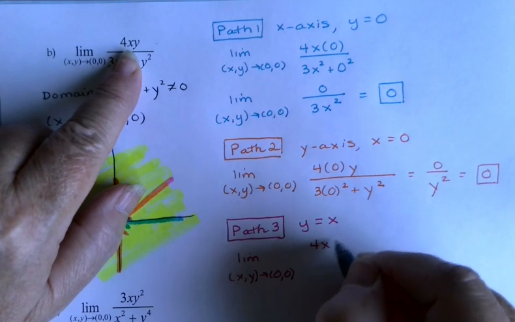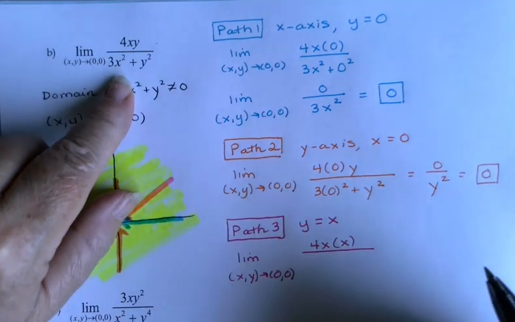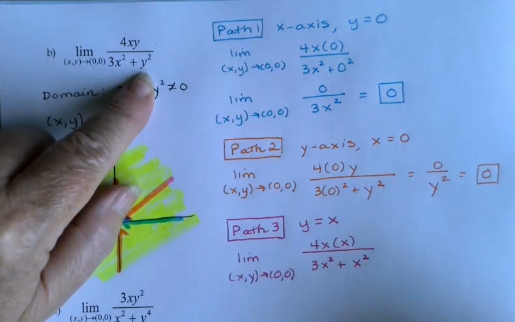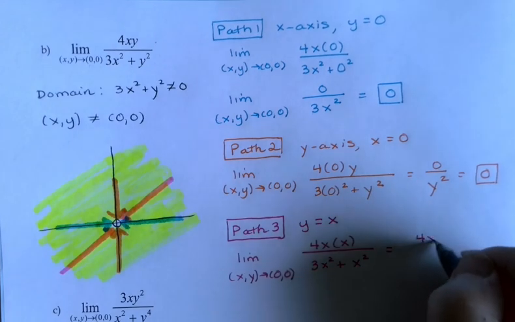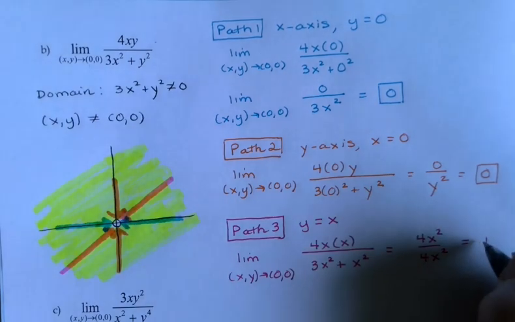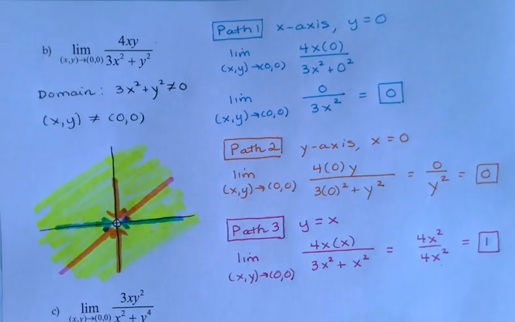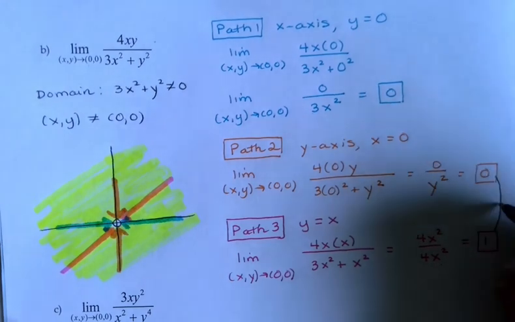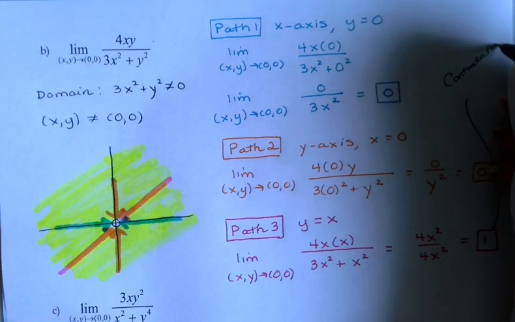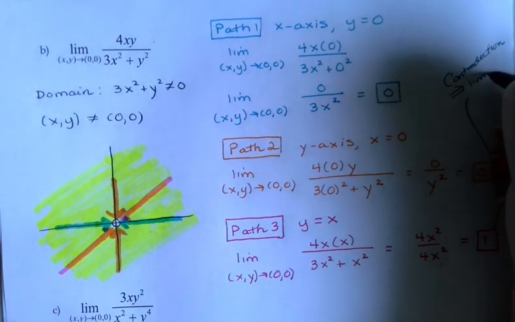So I'd have 4x times x over 3x squared plus x squared. That gives me 4x squared over 4x squared, and now I can simplify that to 1. So there's my contradiction. I got two different results, 0 sometimes, and another time I got it equal to 1. So contradiction tells me that the limit does not exist.